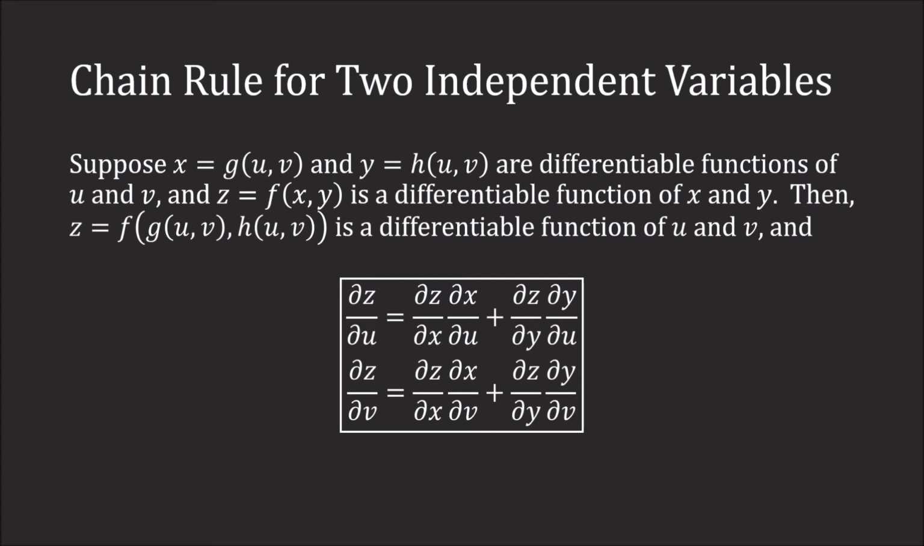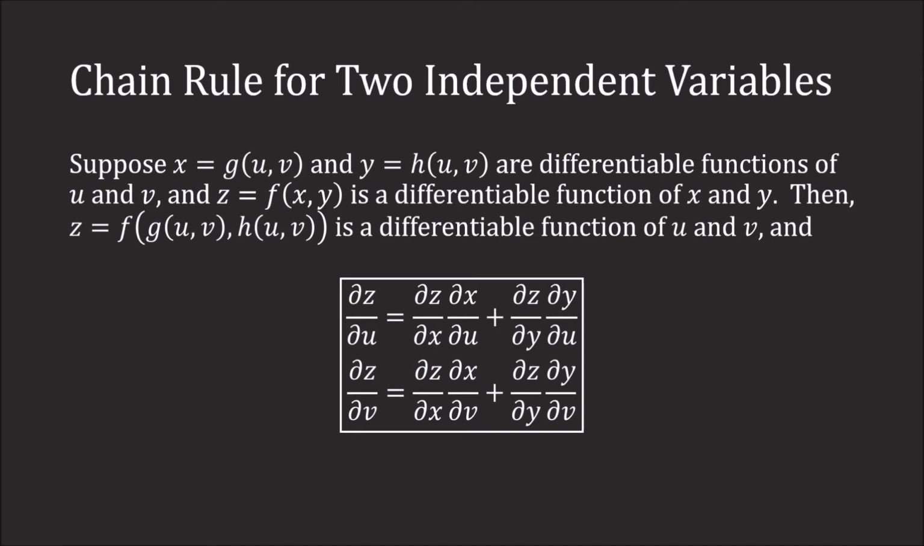and partial z partial v would be partial z partial x times partial x partial v plus partial z partial y times partial y partial v. This follows almost directly from the single variable case.